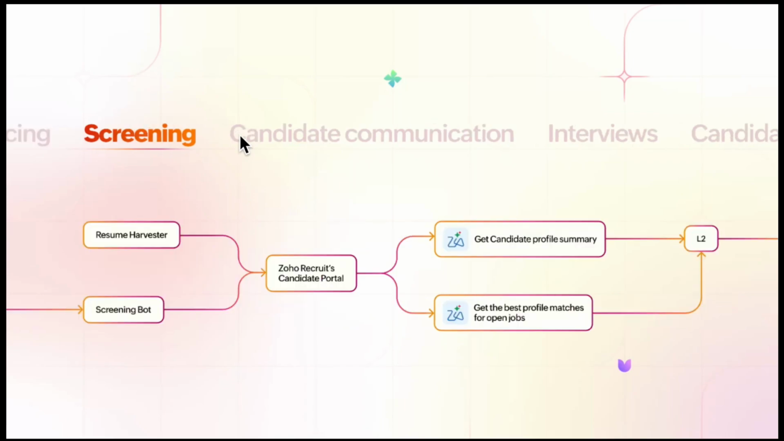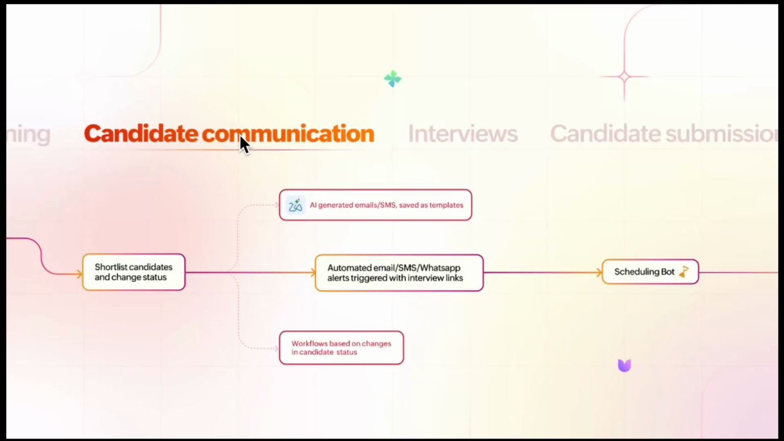Moving on to the next part, candidate communication. Communication with candidates is critical, and Zoho Recruit makes it seamless. Whether it's email, SMS, or calls, everything can be managed directly from the platform. You can even automate the updates and set reminders so candidates always feel informed and engaged.